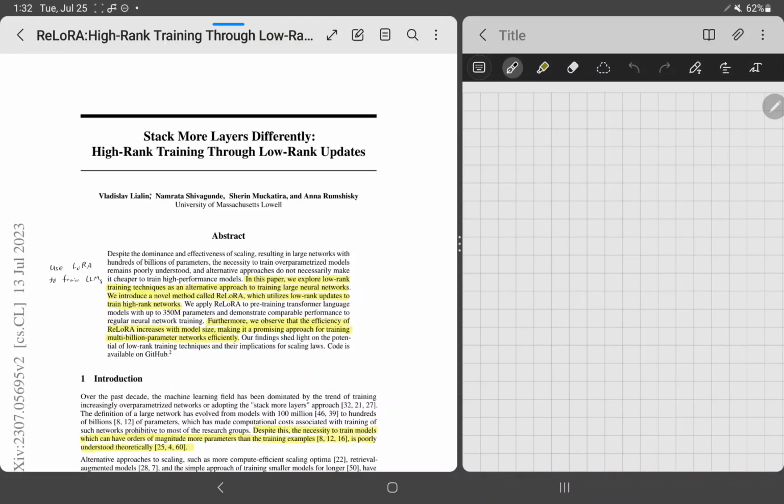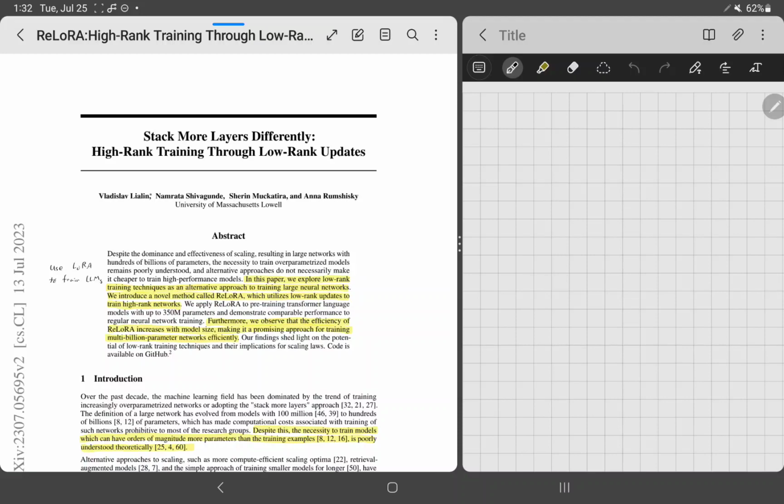When I saw that there was a LoRa paper, I had to make a video about it. This one's especially cool because we have LoRa that can help you fine tune. We have LoRa that can help you fine tune with even smaller parameters, quantized LoRa, and now we have LoRa that can do pre-training, which is what this paper proposes.